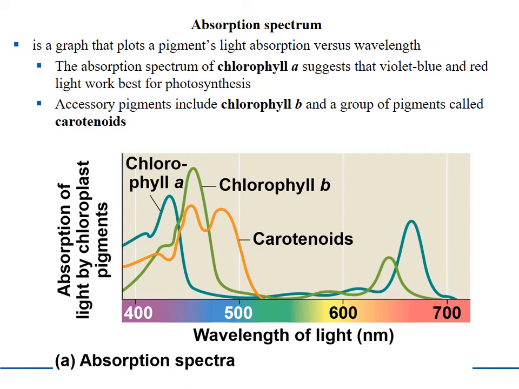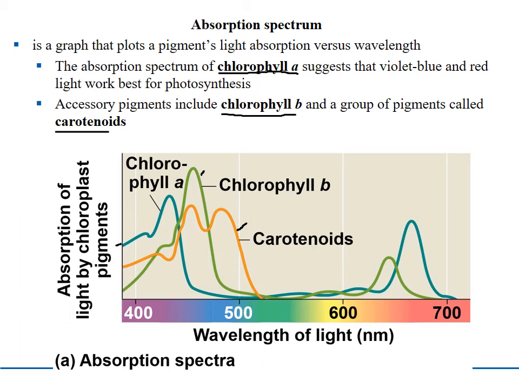When we look at the absorption spectrum, we're going to pay attention to a couple of things. We're going to pay attention to chlorophyll A, which is this teal blue line down here, chlorophyll B, which is this green line here, and the carotenoids, which is the orange line here. What you'll see is that for the most part, violet, blue, and red lights work really well for chlorophyll A. And as the primary pigment, this is an important wavelength for chlorophyll A.